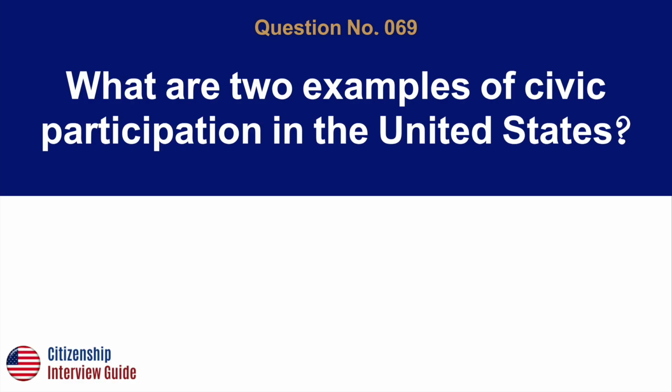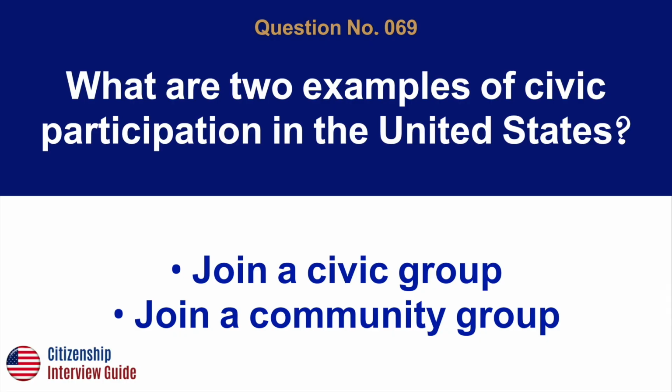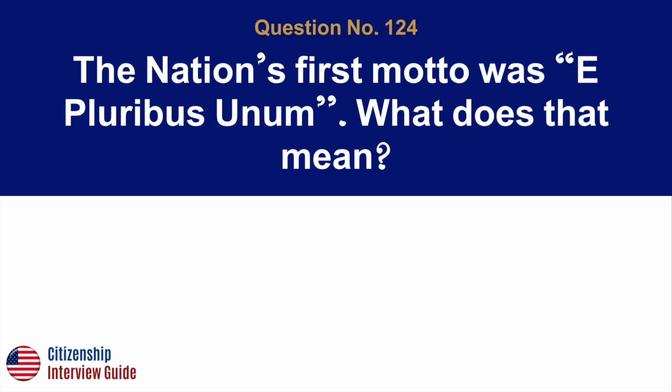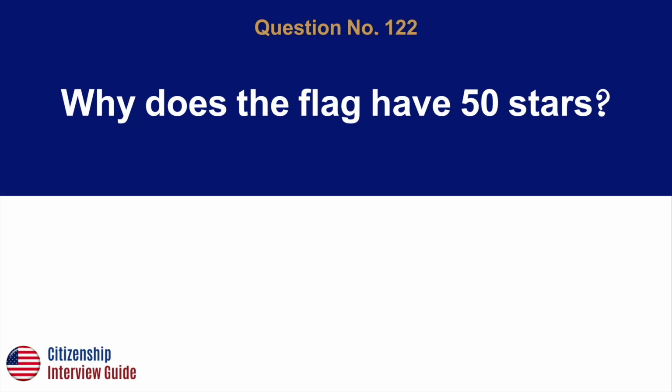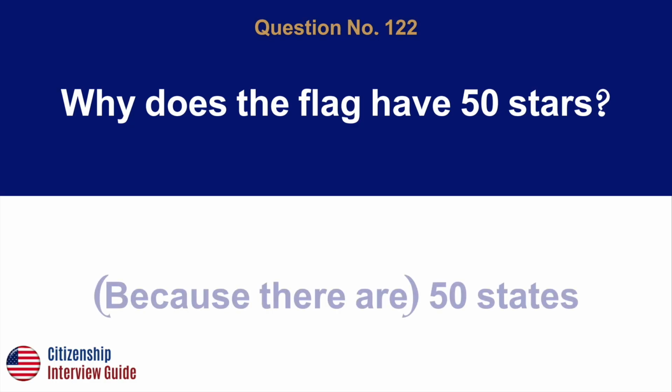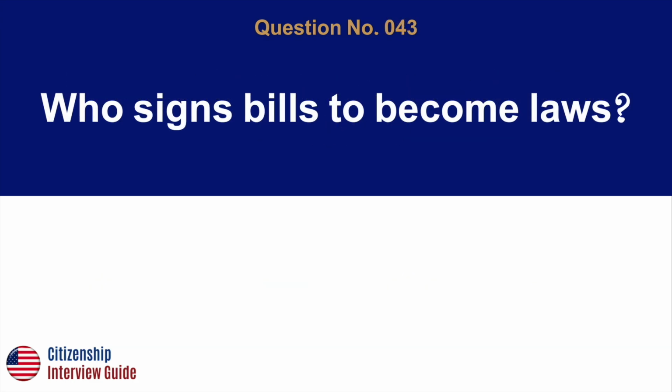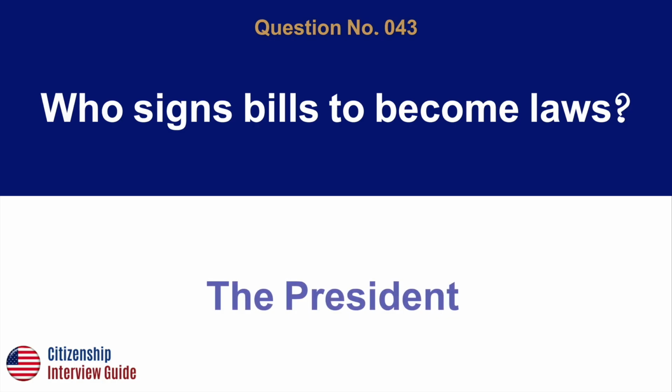What are two examples of civic participation in the United States? Join a civic group. Join a community group. The nation's first motto was E pluribus unum. What does that mean? We all become one. Why does the flag have 50 stars? Because there are 50 states. Who signs bills to become laws? The President.